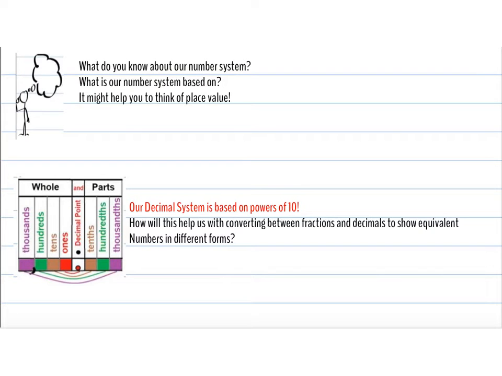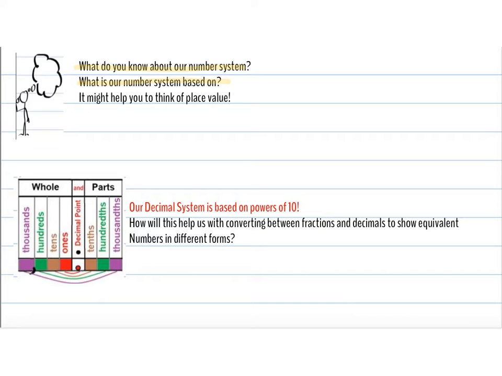Okay, just some questions here for us to think about. You don't have to write anything down on this slide, but what do you know about our number system? What is our number system based on? It might help you to think about place value. So when we think about our number system, like tens, hundredths, thousands, or going in front of the decimal, ones, tens, hundreds, what do we know about that system?